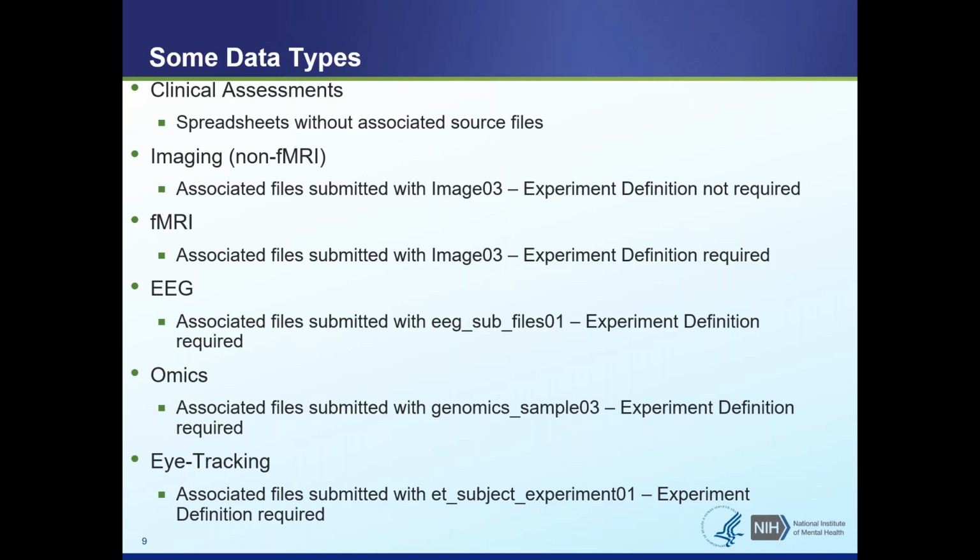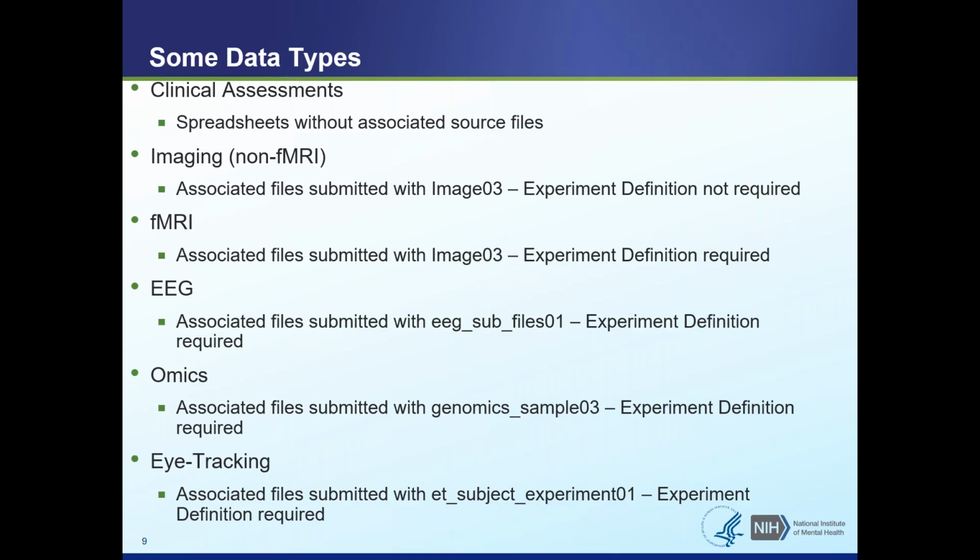That definition is also required for these other data types that all involve a kind of experiment that needs to be run. The purpose of these definitions is to allow someone to reproduce it as easily as possible. That includes EEG, omics data, genomics data, other kinds of omics data, as well as eye tracking data.